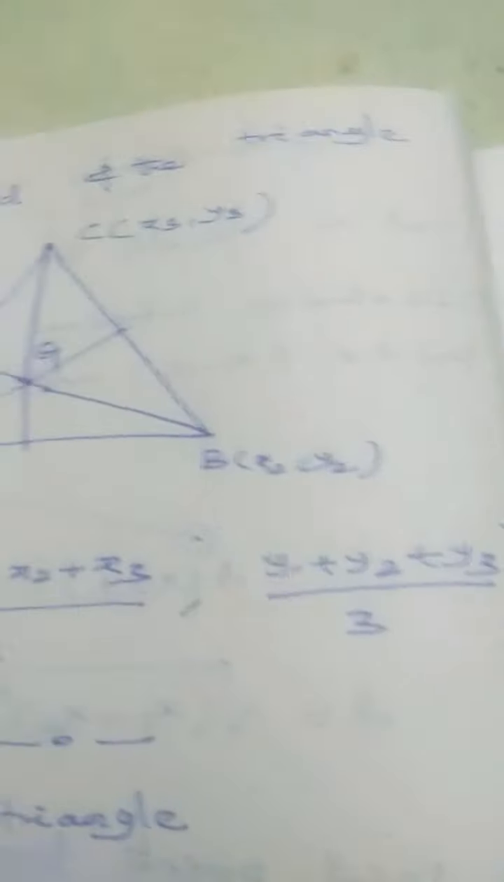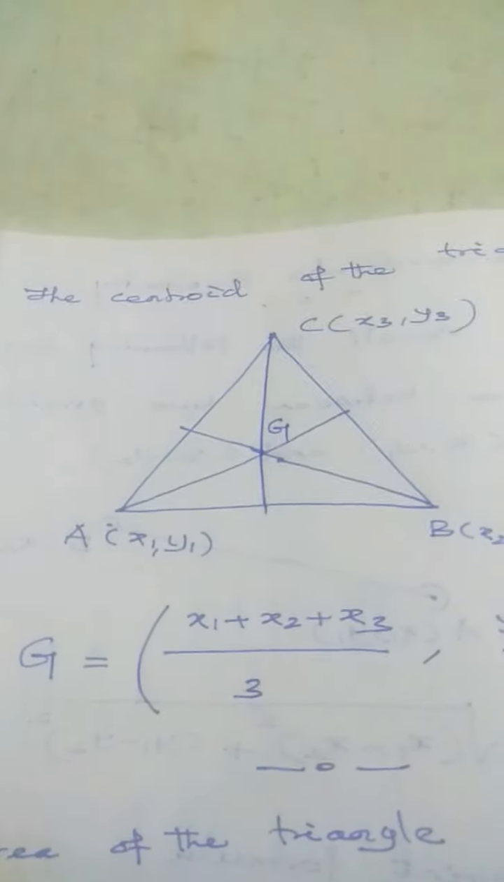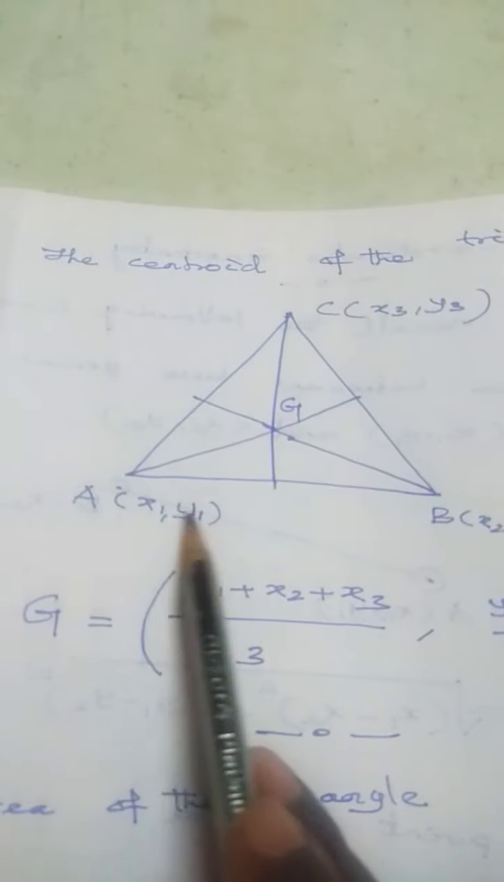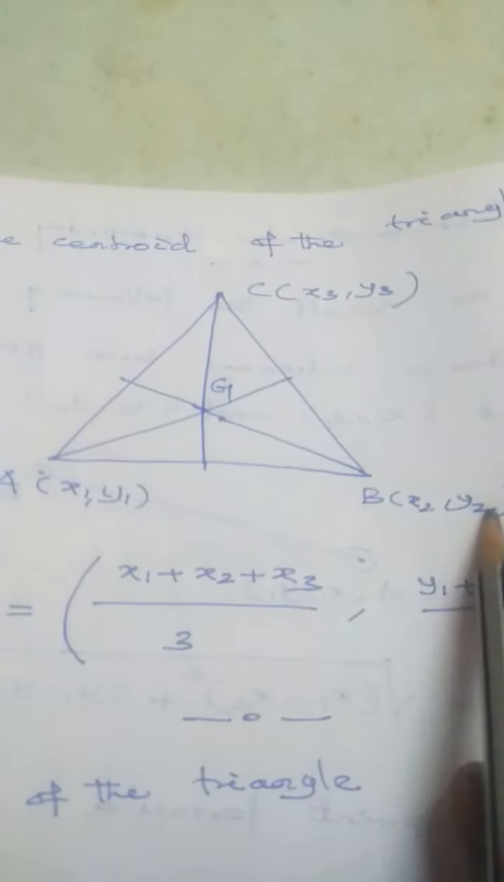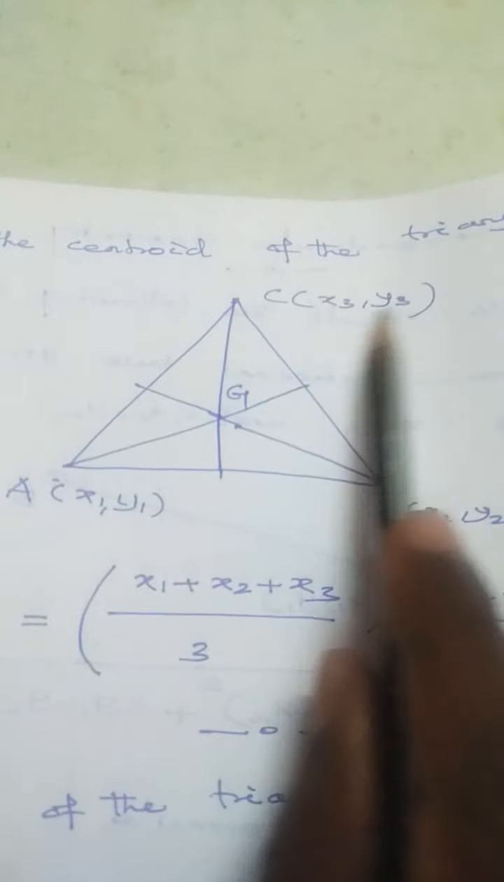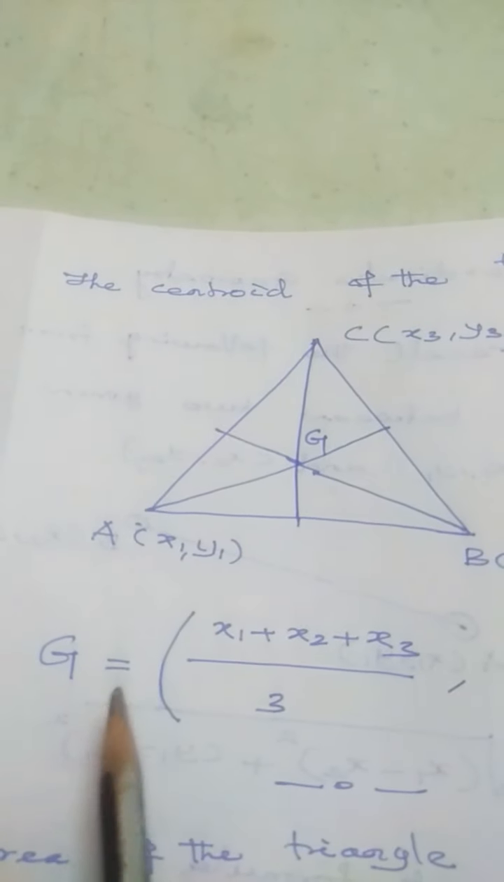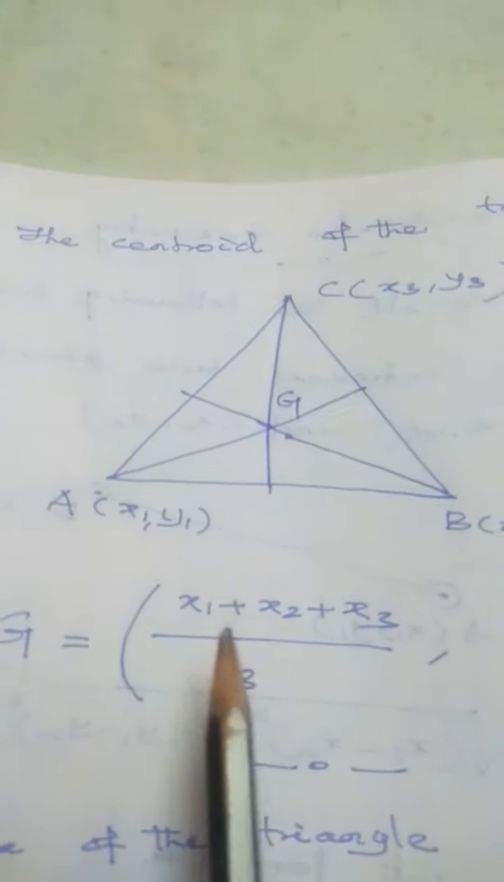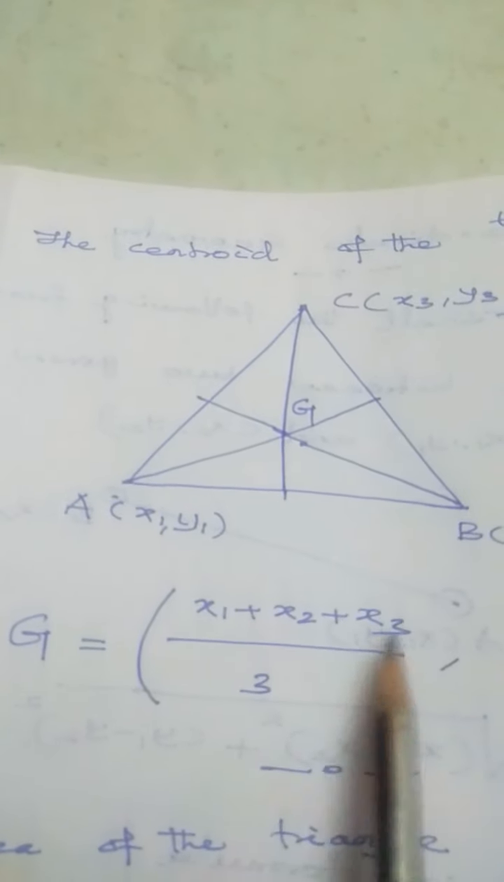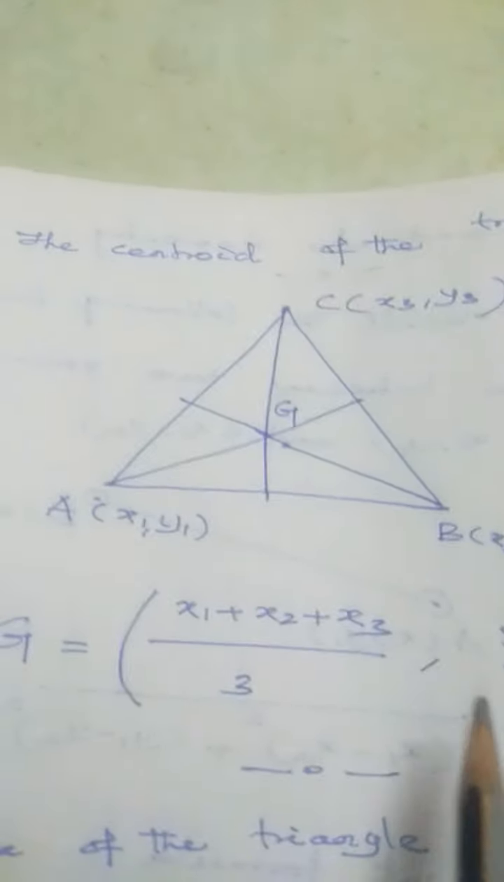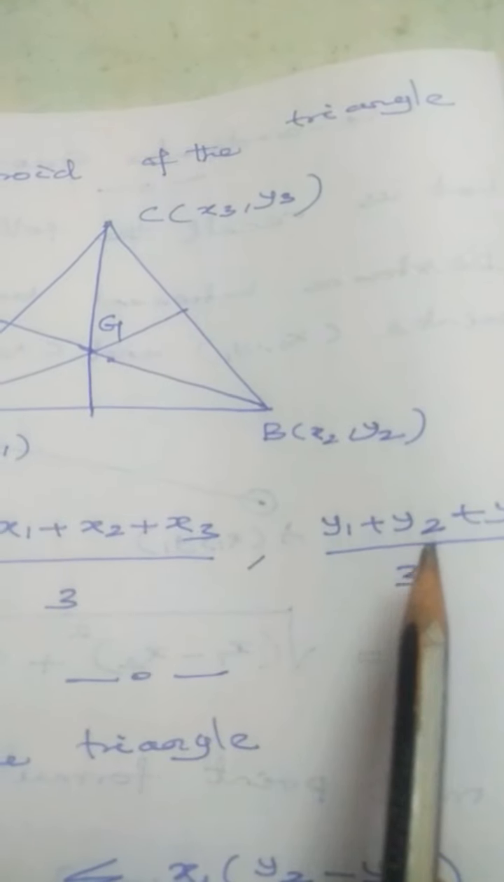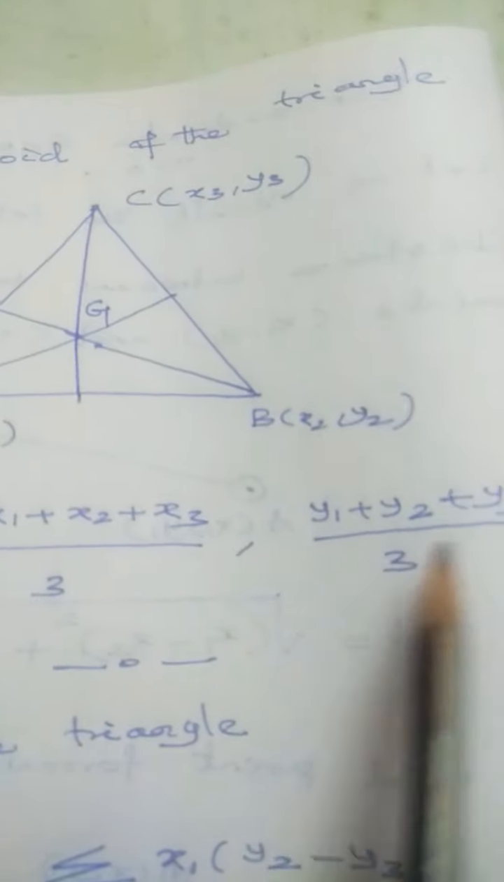The centroid of the triangle ABC, whose vertices are A(x1, y1), B(x2, y2), and C(x3, y3). For the centroid we use G. G is equal to ((x1 plus x2 plus x3) by 3, (y1 plus y2 plus y3) by 3).